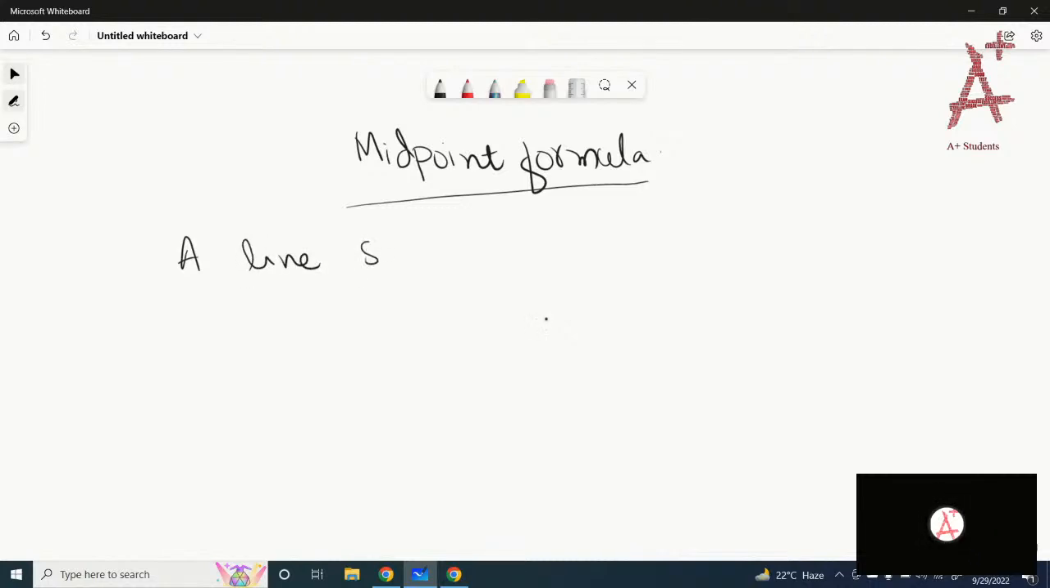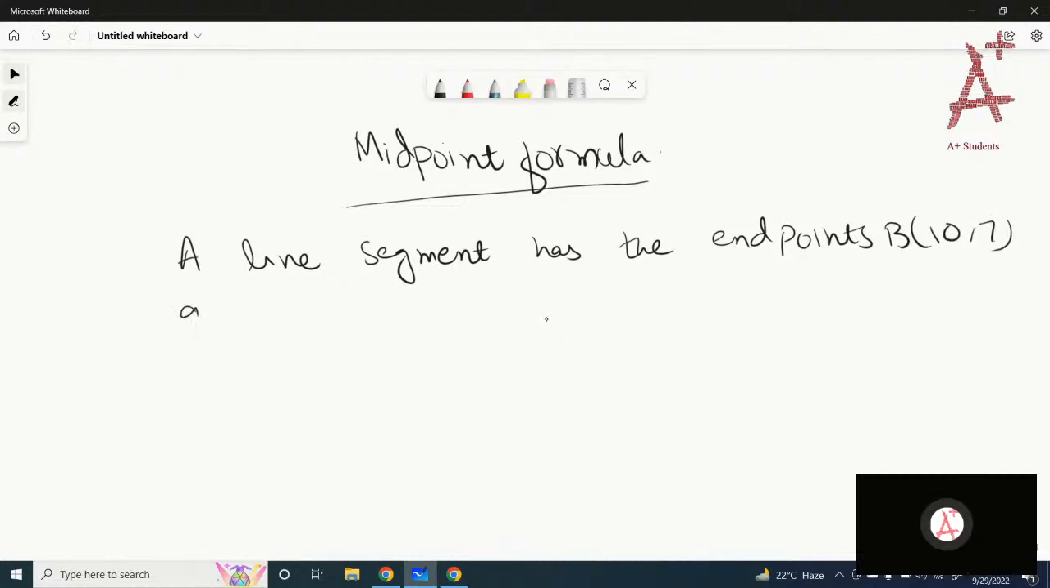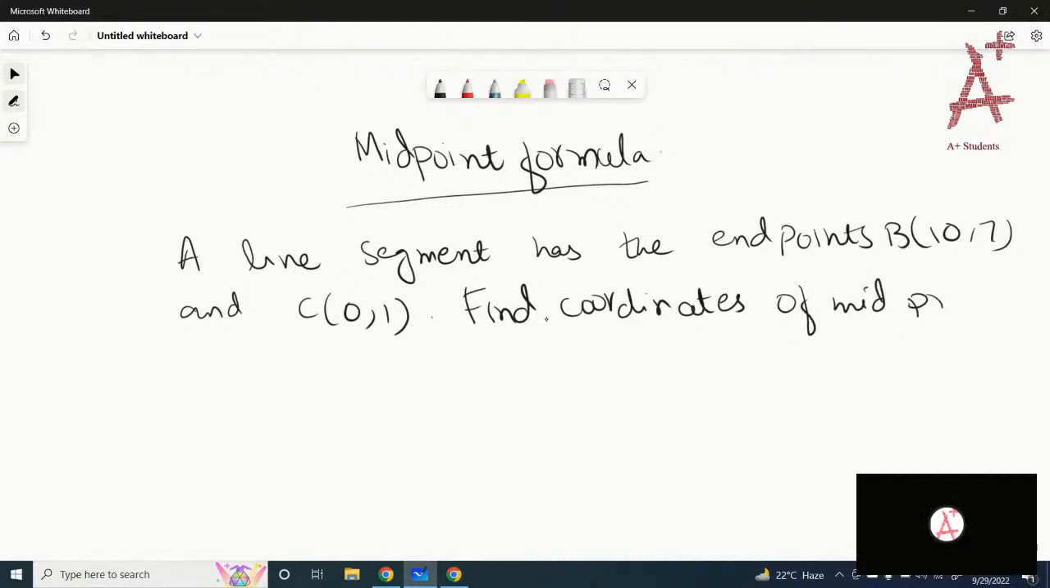A line segment has the endpoints B (10, 7) and C (0, 1). You have to find the coordinates of its midpoint M. Basically we have to use the midpoint formula.